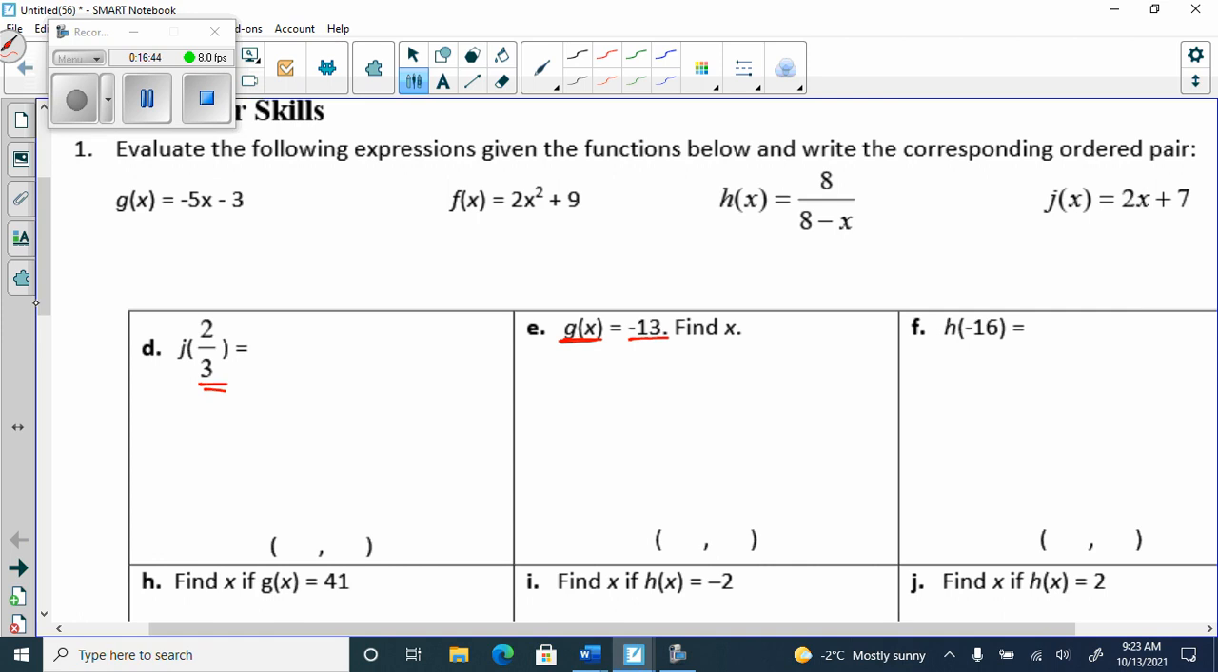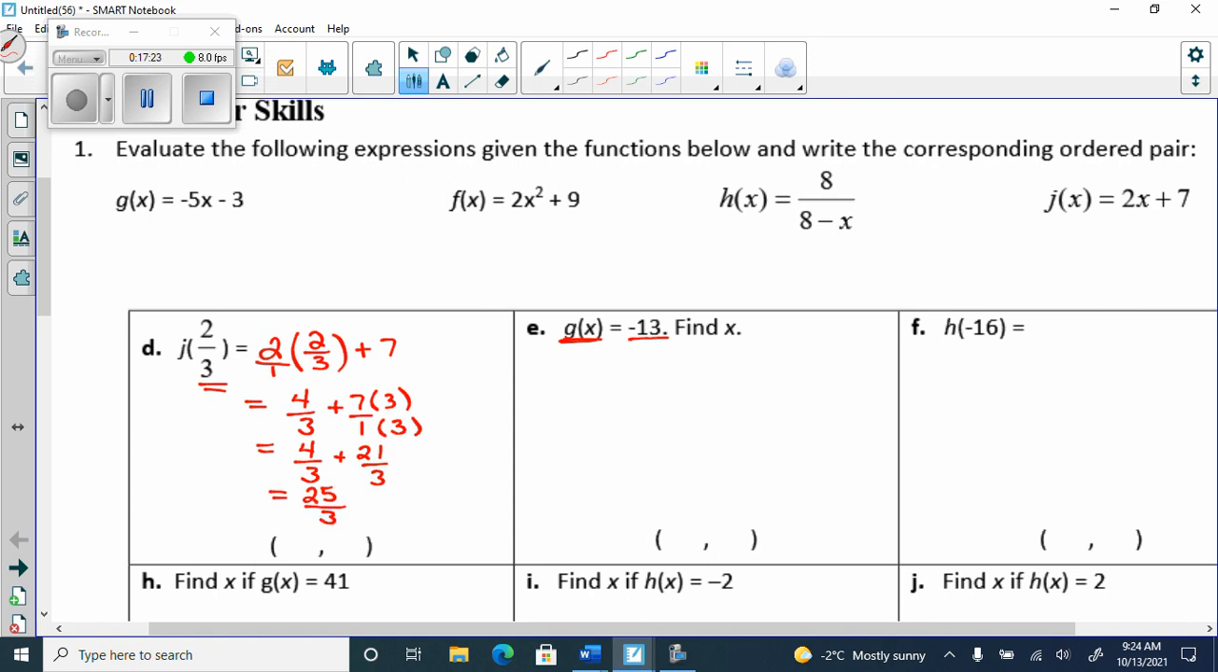So here, if I want j of 2/3, I'm going to go to j of x, and I'm going to go 2 bracket 2/3 plus 7. Now this one gets done wrong because people don't put this over 1. If you put it over 1, people will make less mistakes. Because you do numerator times numerator, denominator times denominator. So we're going to get 4 over 3 plus 7. And if we want to add them, we need common denominators. So I'm going to multiply by 3. So I get 4 over 3 plus 21 over 3. And now I can add them because they have common denominator, 25 over 3.